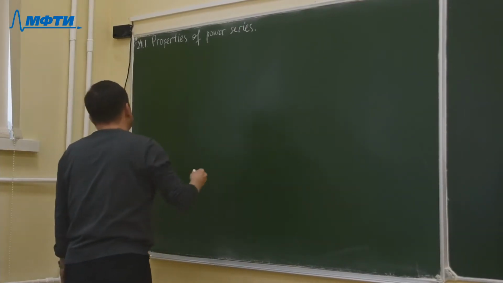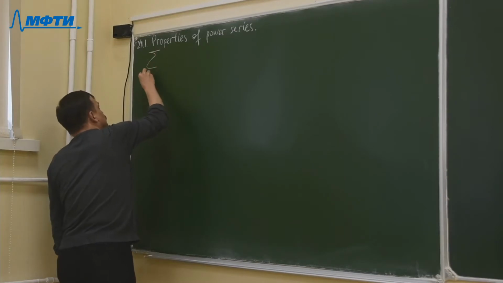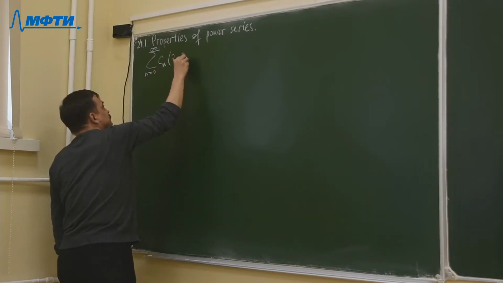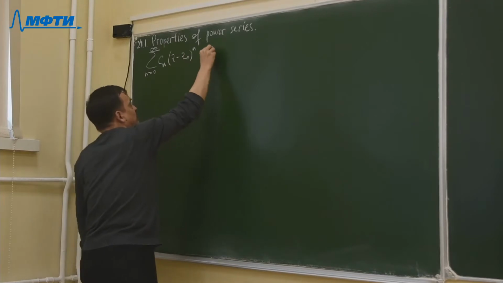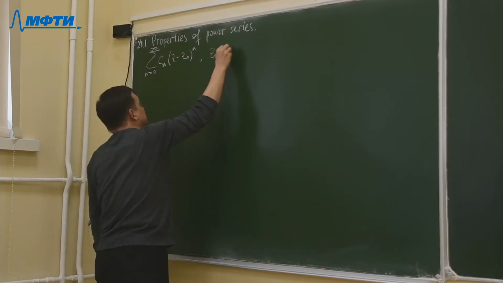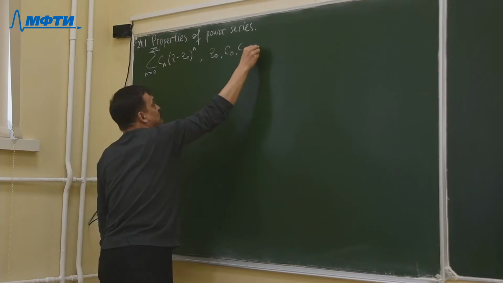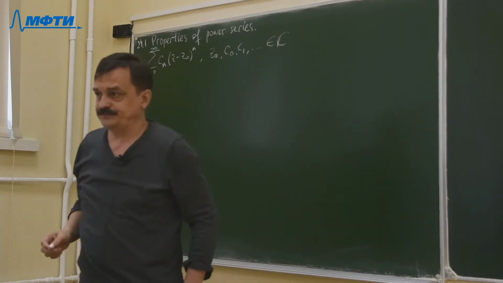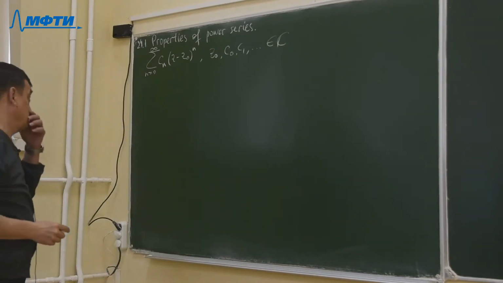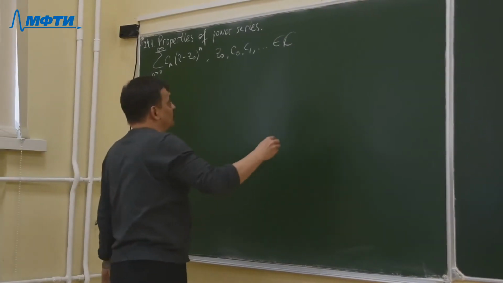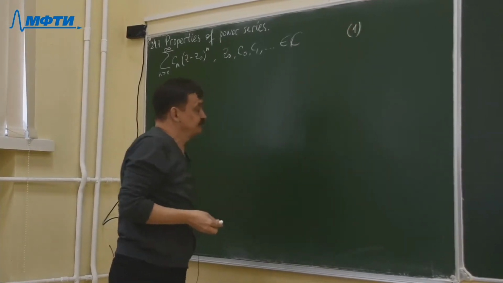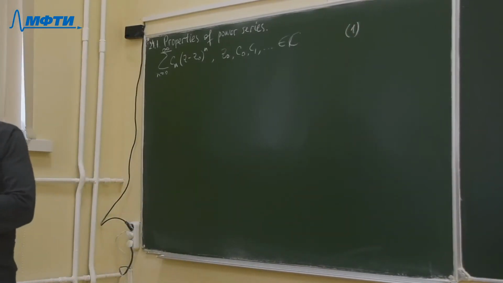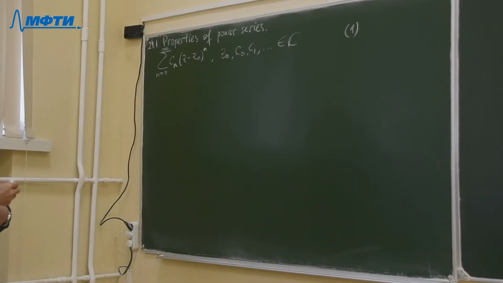And let me recall, we consider power series of this kind, where z0 and c0, c1, and so on are complex numbers. And this object is called a power series. Let me enumerate it, so tag 1.